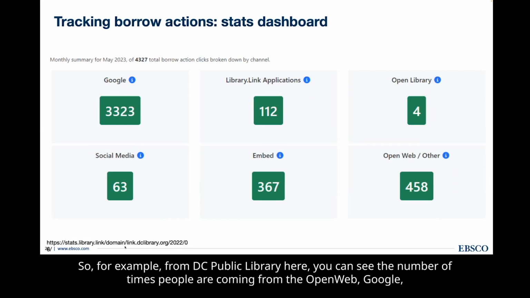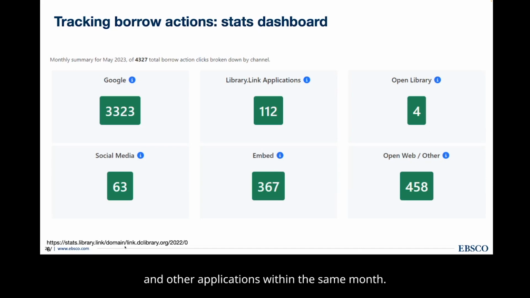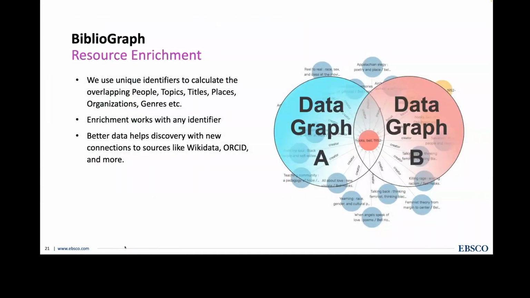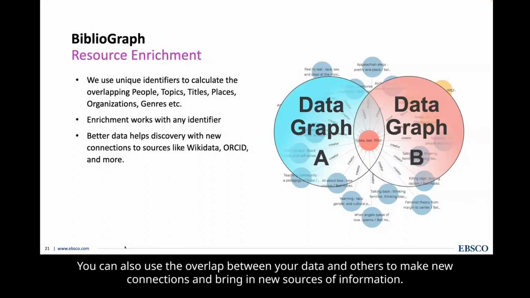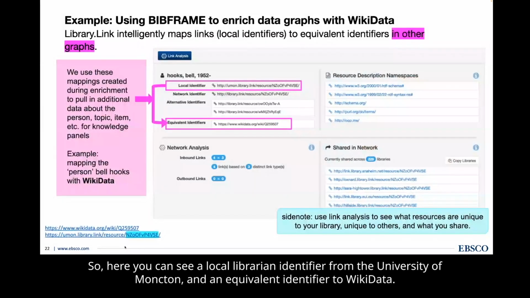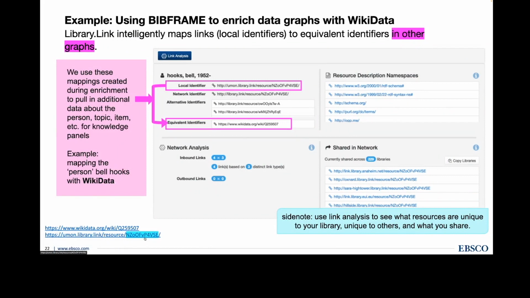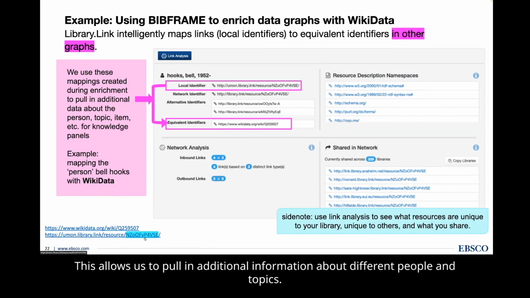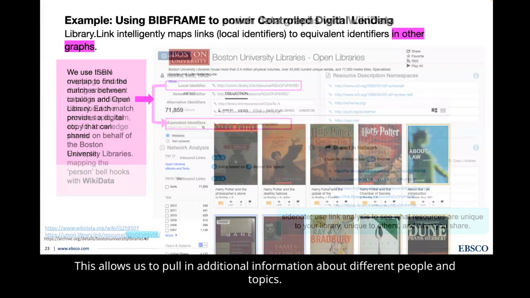So for example, from DC Public Library here, you can see the number of times people are coming from the open web, Google, and other applications within the same month. You can also use the overlap between your data and others to make new connections and bring in new sources of information. So here you can see a local library identifier from the University of Moncton and an equivalent identifier to Wikidata. This allows us to pull in additional information about different people and topics.